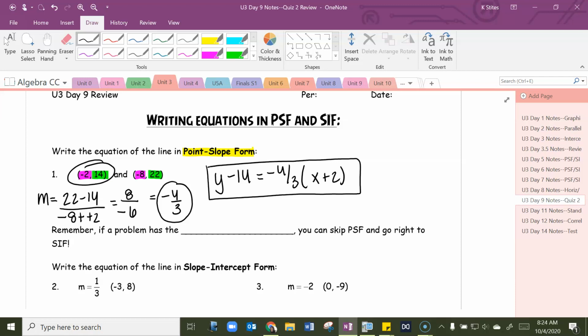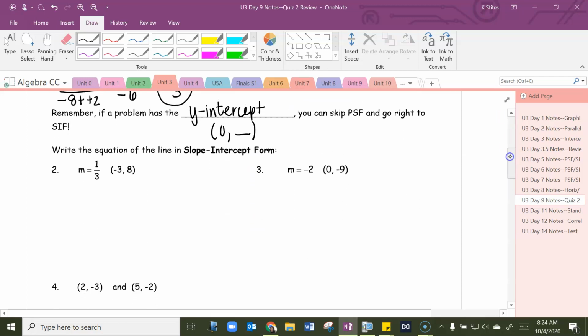All right, so moving on, remember if a problem has the y-intercept, which always starts with a 0 comma, you can skip point slope and go right to slope-intercept form. All right, so if we look at number 2, 3, and 4 here, the only one of those situations that applies is with number 3. You can see we have this 0 comma negative 9. So to go straight to slope-intercept form, which is y equals mx plus b, I'm just going to plug the m and the b in. So this will be y equals negative 2x, and then my b is a minus 9.